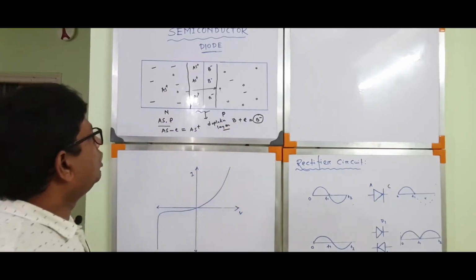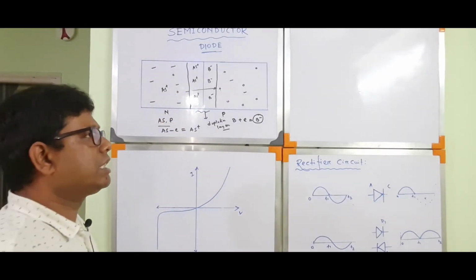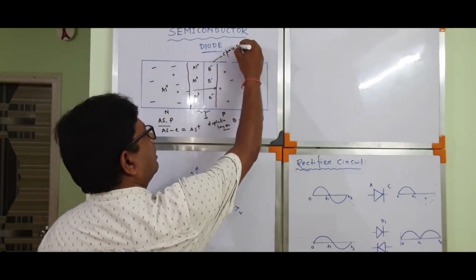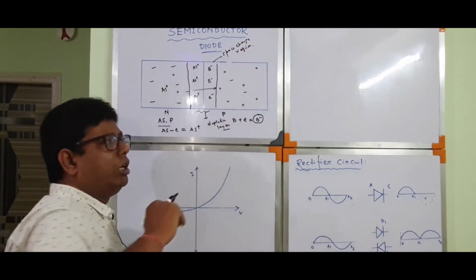The layer which is full of charge particles is also called the space charge region. This is also called the barrier potential.